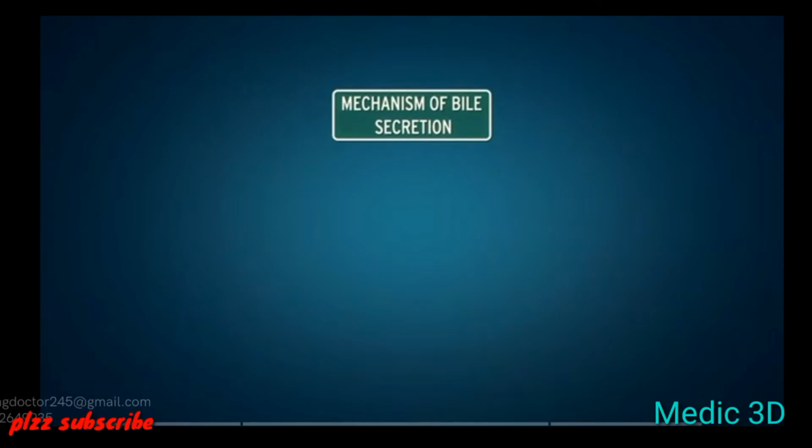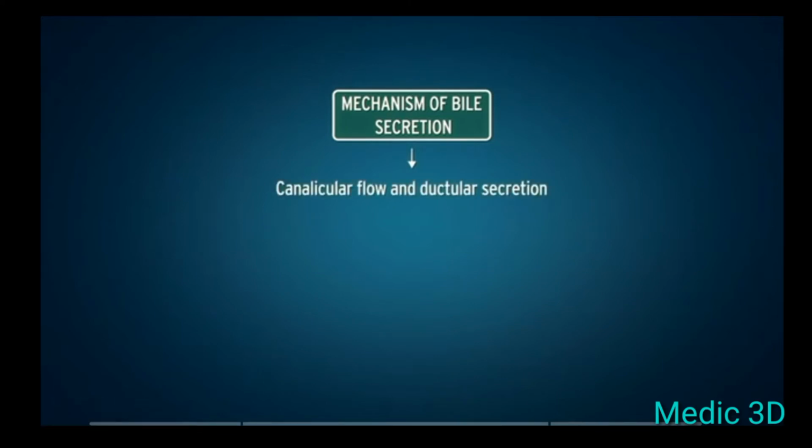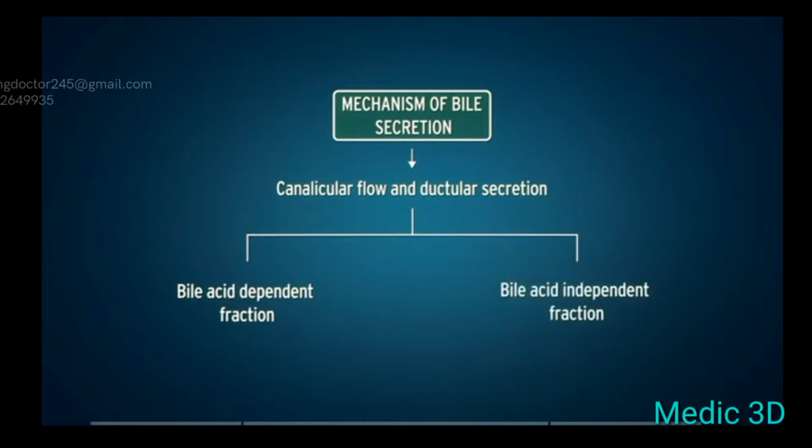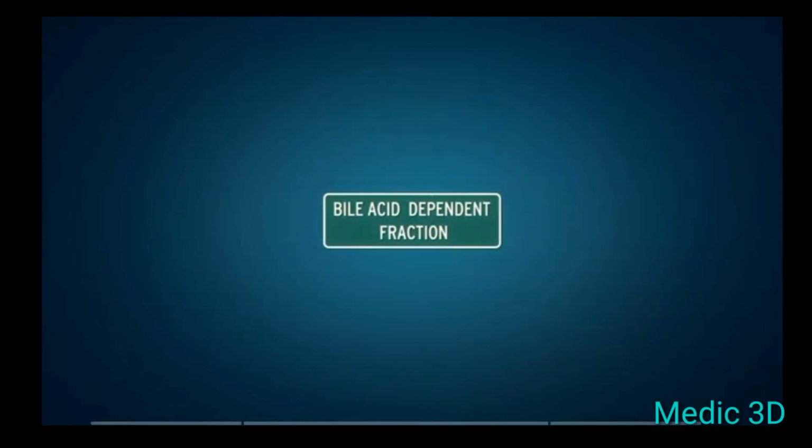Mechanism of bile secretion. The secretion of bile consists of canalicular flow and ductular secretion. Bile secretion can be considered to occur in two stages: bile acid dependent fraction and bile acid independent fraction. Bile acid dependent fraction.